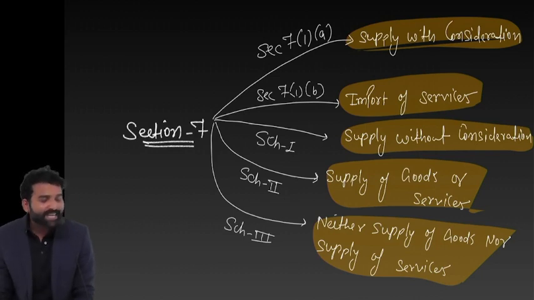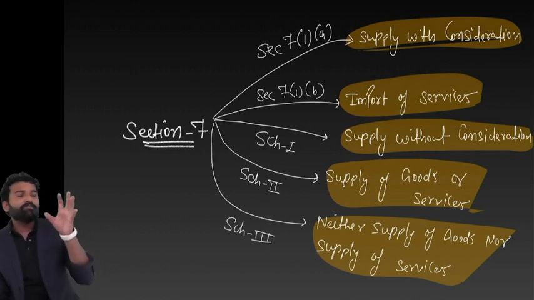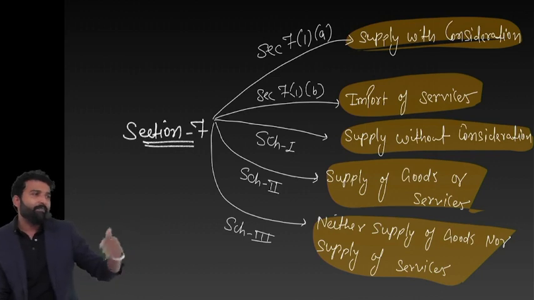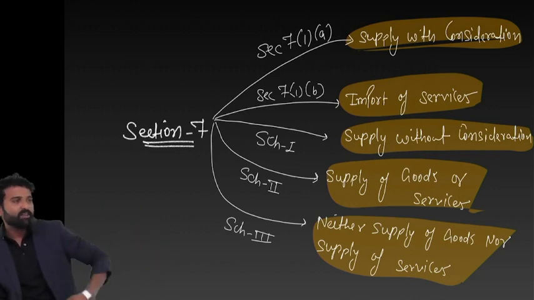That important schedule is a list of goods and services which is not supply. So this is very important. So we have to divide our section 7 into how many parts? 5. 7.1A, where I am doing any supply with consideration.